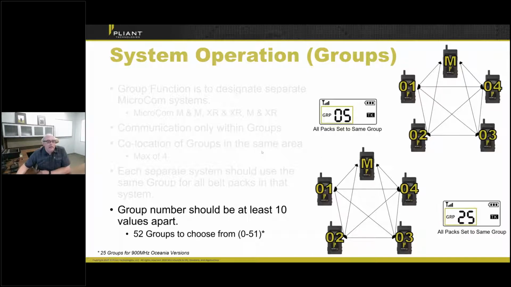In the case of the systems we sell around the world, with the exception of what we call the Oceania version, which is Australia and New Zealand. So if you plan on going there, you can only have up to 25 groups as opposed to 52 groups.